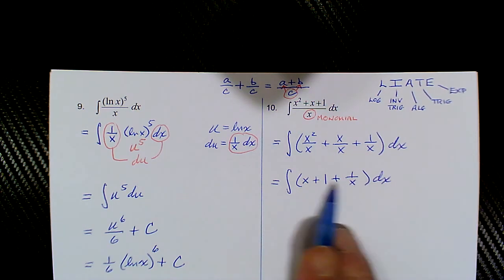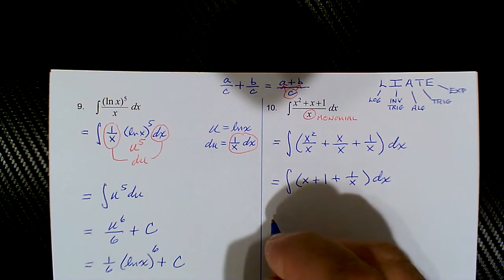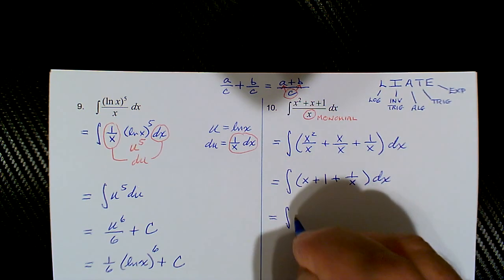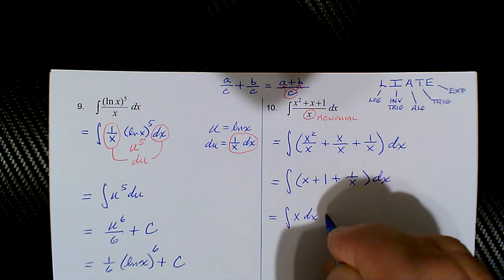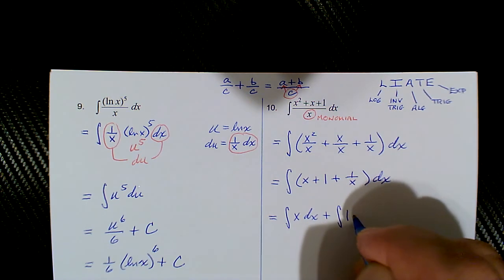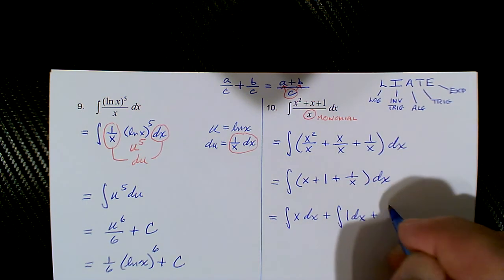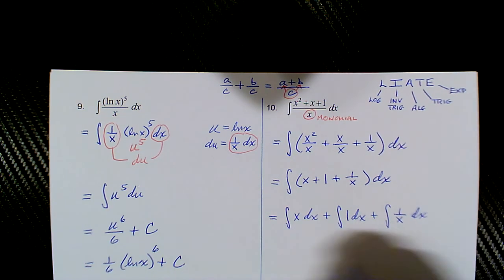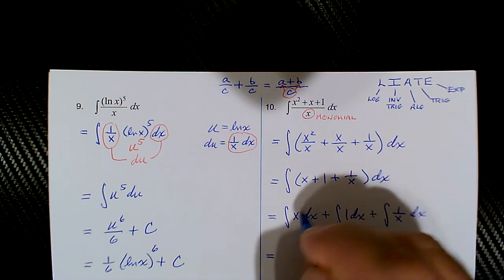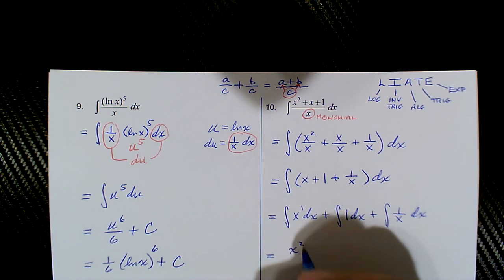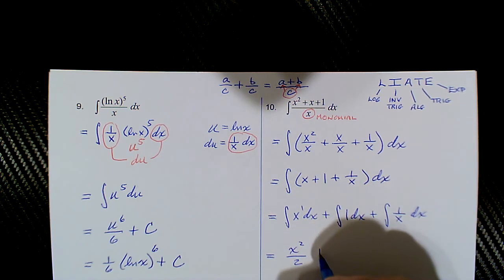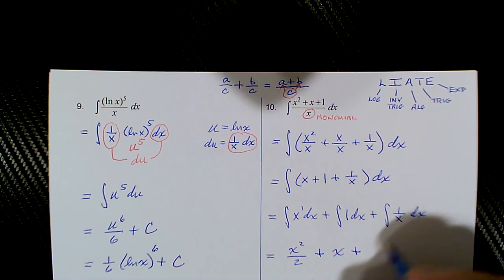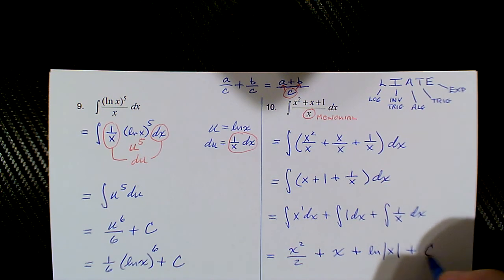Now, you can integrate these term by term at this point. If you wanted to, you could separate it into 3 integrals. The integral of x with respect to x plus the integral of 1 with respect to x plus the integral of 1 over x with respect to x. Or you could have skipped that step and just jump right in and integrate. This is x to the first, integrates to be x squared over 2, plus integrating 1 with respect to x, we get x, and then integrating 1 over x, we get the natural log of the absolute value of x, and then we'll add our constant.